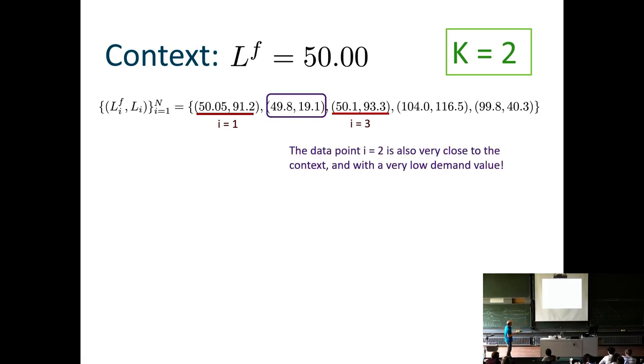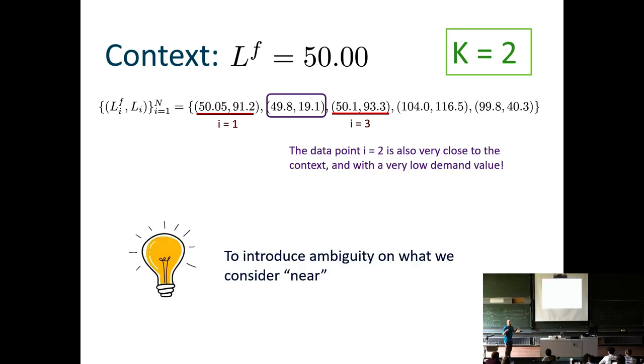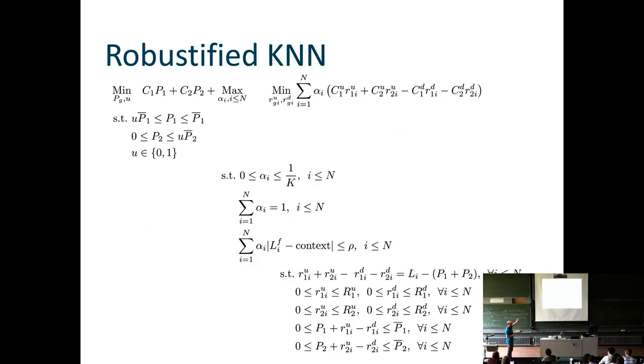Okay? So the idea is, let's introduce ambiguity. You know the concept of ambiguity because you now know distributionally robust optimization. Let's introduce an ambiguous concept of closeness. And what is it? This is the robustified KNN. Don't be afraid. This is much, much simpler than what Leslie explained the other day. I need to explain this in detail because my idea was to leave this for an exercise. But the essential idea is that this is my context, and these are my 5 samples.